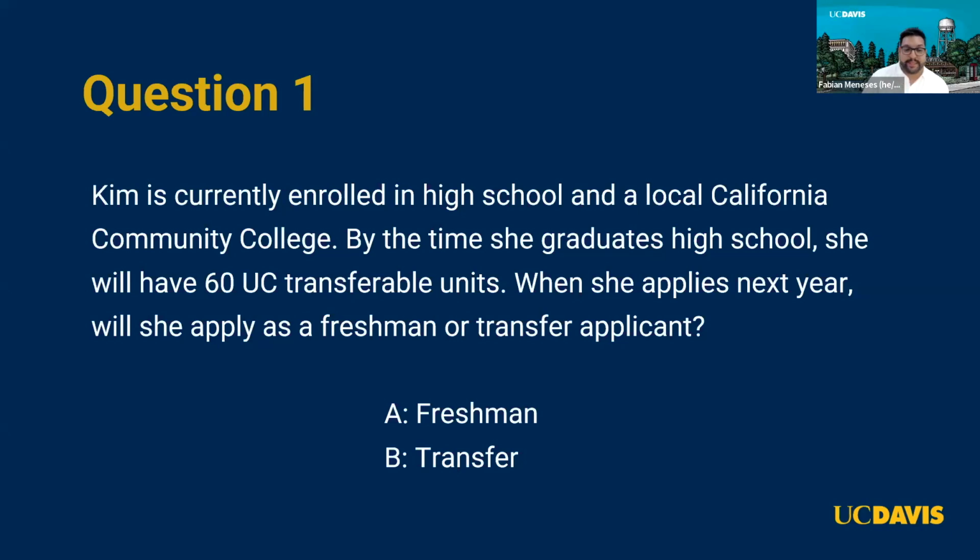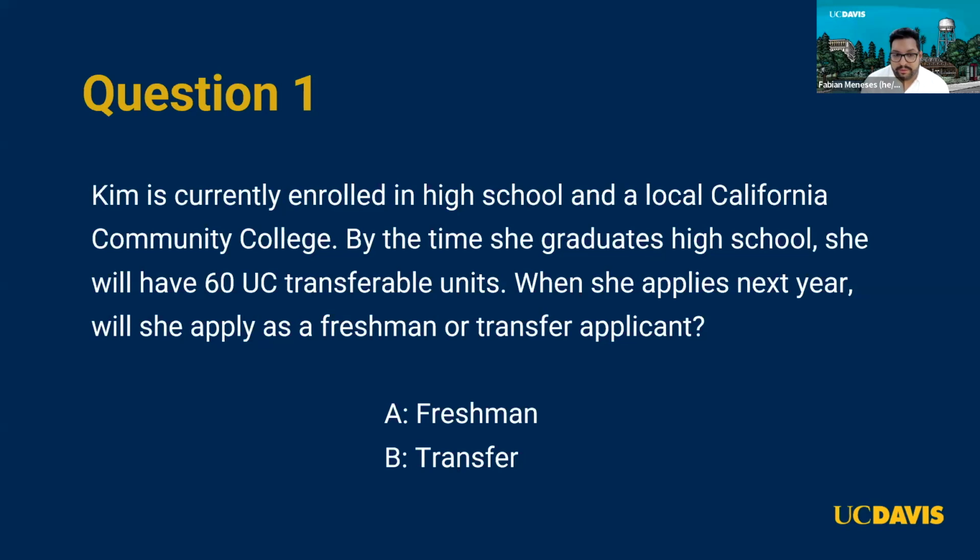And Jading saying B. So the answer actually is A. Kim will have to apply as a freshman applicant because she will not graduate high school before the time she applies. Now, if she graduates early and her diploma shows that she did, and she enrolls in a regular session, so fall or spring, at a community college, then she can apply as a transfer applicant.